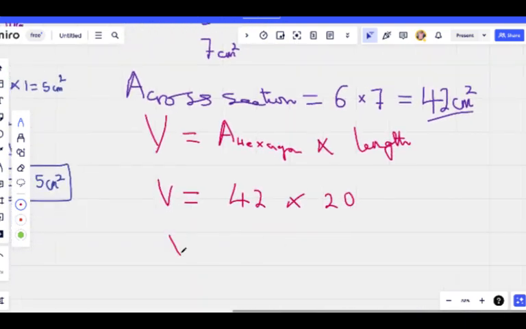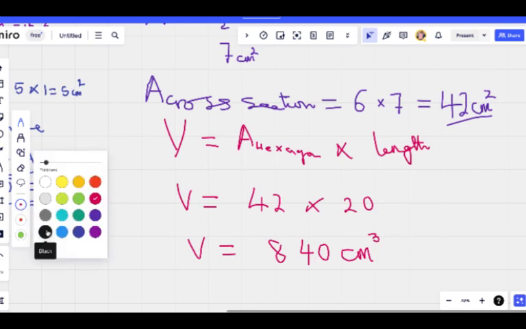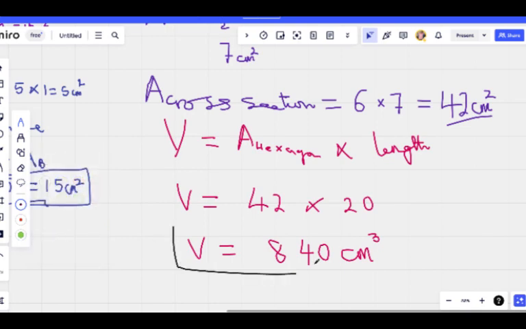It's not everything you need a calculator for. To be faster in the exam, you should know how to use your brain most times. So 2 times 42, you get 84, then you add this 0 to it. You get 840 centimeters cubed. Because you're looking for volume, you must put the right unit. If you don't put the right unit, you lose marks, or even you lose everything. So this is the volume of the hexagonal prism.